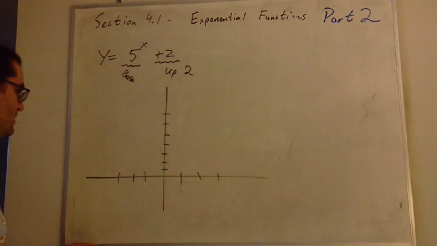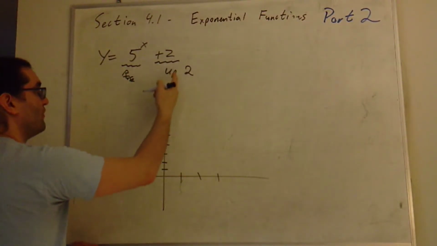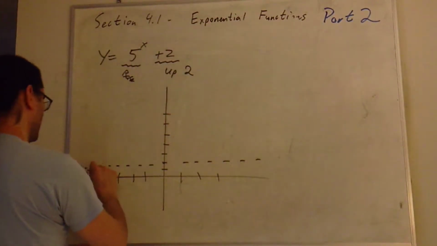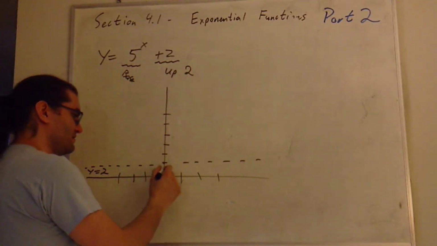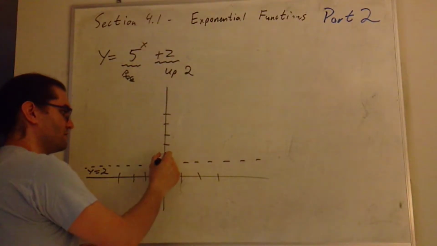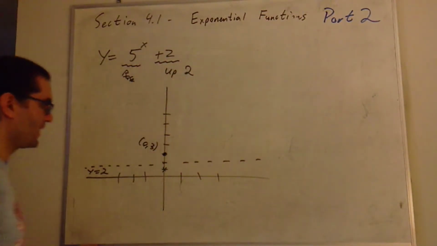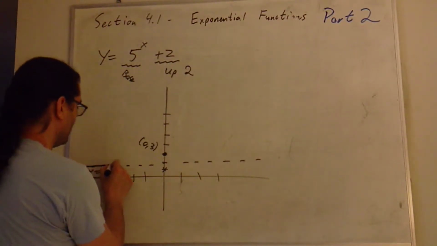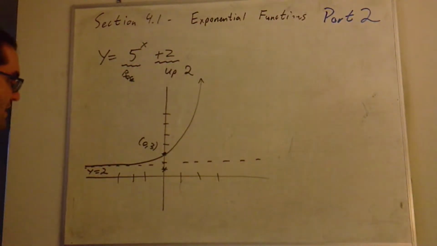Okay. So my standard y equals 0 asymptote is going to move up 2 units, and it's going to land on this line right here, y equals 2. That'll be the new asymptote. My standard (0, 1) intercept is also going to move up 2 units, so it's going to land right here at (0, 3). And other than that, the graph is going to have pretty much the same shape. It's going to have a horizontal asymptote on the left and a big swooping upness on the right.